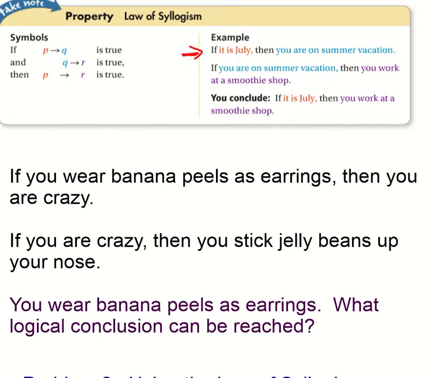So let's put that in an example over here. It says, if it is July, then you are on summer vacation. If you are on summer vacation, then you work at a smoothie shop. And if both those are true, then you can say, if it is July, you're working at a smoothie shop. And so that's how the law of syllogism works. You use the law of detachment twice to get here.